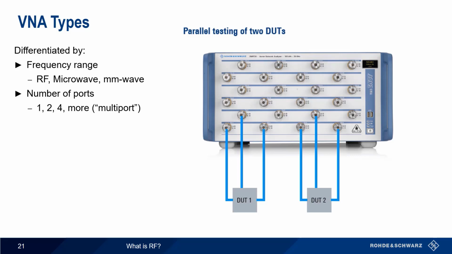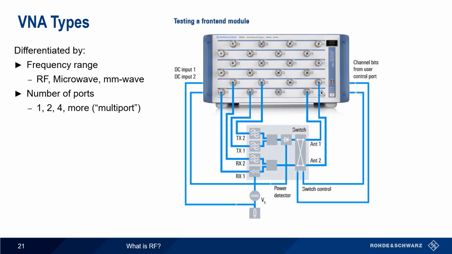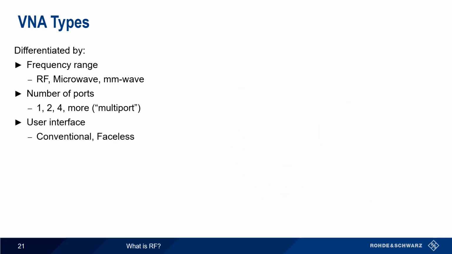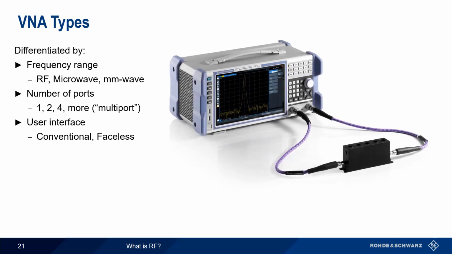Another interesting application is testing of complex devices like front-end modules, which have multiple RF inputs and outputs. The final VNA classification is whether the instrument has a built-in user interface or not. Often, faceless instruments rely on the processing power of an external PC and are generally mouse-driven. Instruments with built-in screens and buttons are completely self-contained and often easier to operate on a bench.